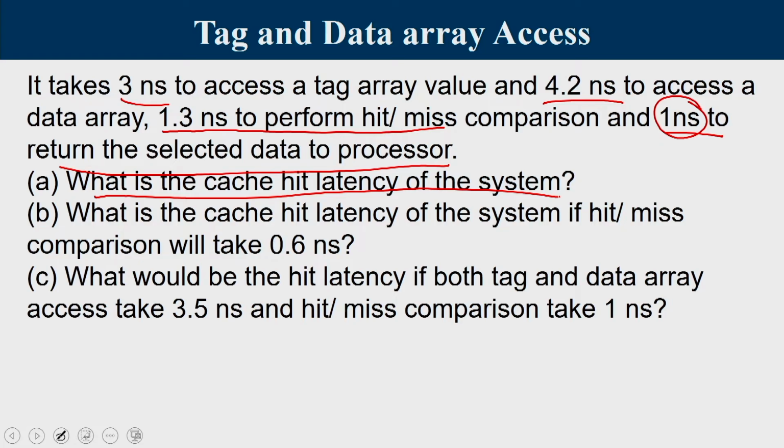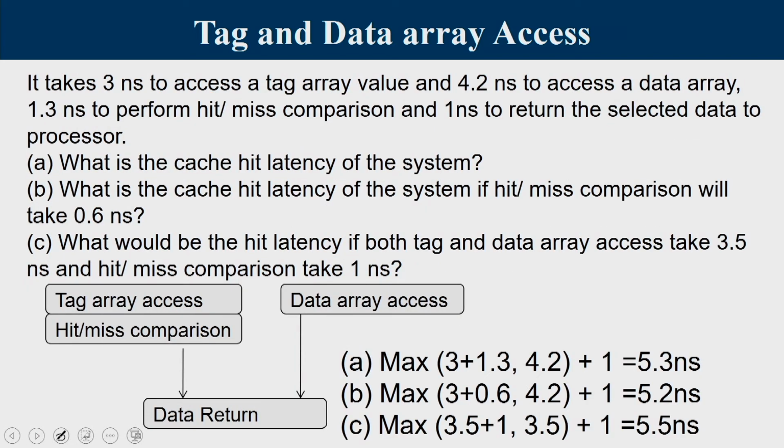comparison, which in this question is initially 1.3, becomes 0.6. What is the change? What would be the hit latency if both tag and data array access take 3.5 nanoseconds each and hit or miss comparison takes only 1 nanosecond? So, there are 3 subdivisions. Let us take it one by one.